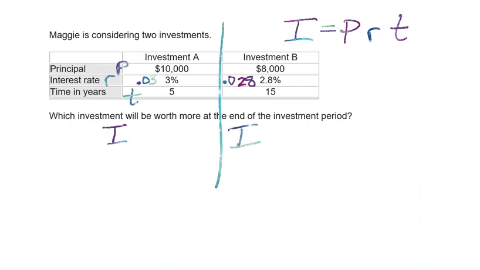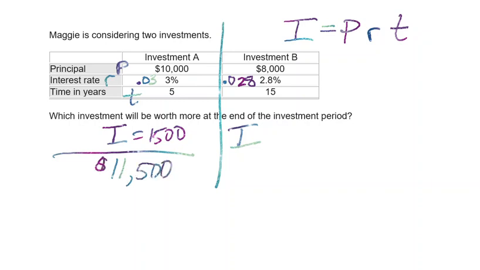So the interest for investment A is 10,000 times 0.03 times 5, which is $1,500 interest. So if we take her principal amount, after 5 years, she will have $11,500 after 5 years. Now, investment B has a 15-year investment period, but we only start with $8,000.